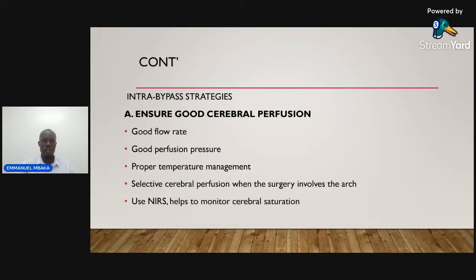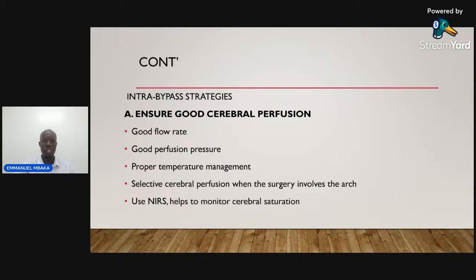So, things that you need to consider are the intra-bypass strategies. Some of the intra-bypass strategies that you need to put in place: you need to ensure there's good cerebral perfusion. So, how do you do that? As a perfusionist, you need to maintain good flow rates. For infants, as we said earlier, have your flows at 150 to 200 ml per kg per minute. This is because they have high metabolic demand.